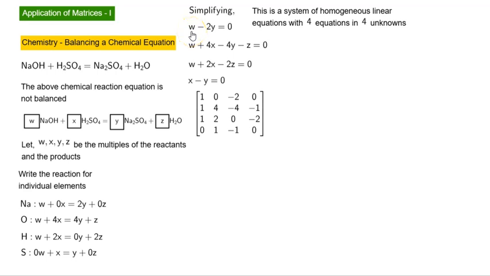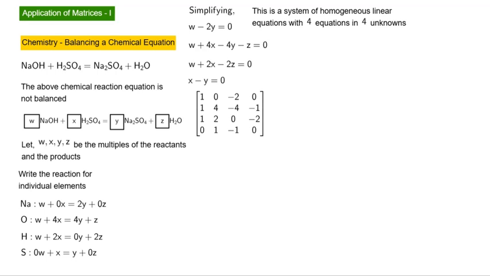So we have 1, 0, minus 2, 0. 1, 4, minus 4, minus 1. 1, 2, 0, minus 2. 0, 1, minus 1 and 0. So here the first column is for W, second for X, Y and Z.